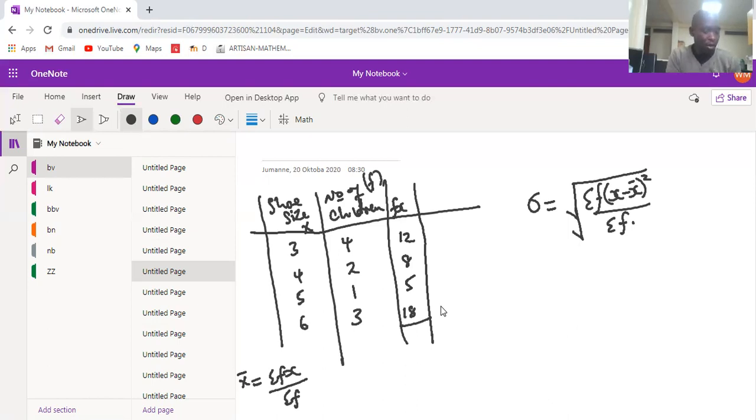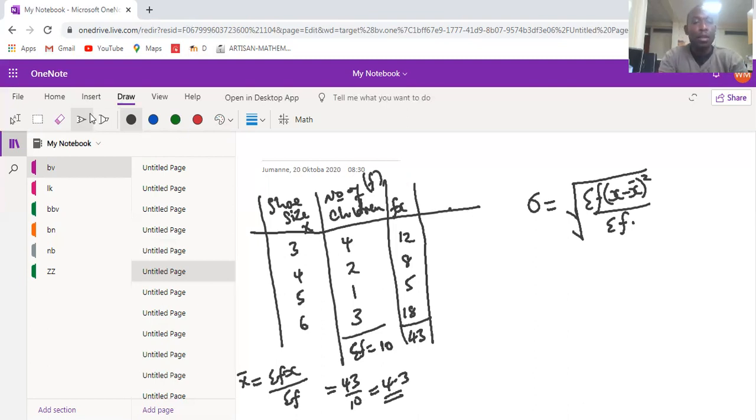So we have 18 plus, you get it is 43. What about the sum of f? The summation of f, this is 6 plus 4, which is 10. So the mean here, x bar, is going to be 43 over 10, which is the same as 4.3. That is the mean. So once you get that, you come here.